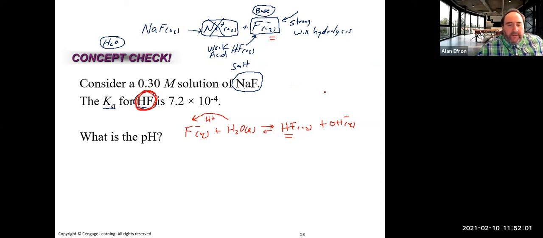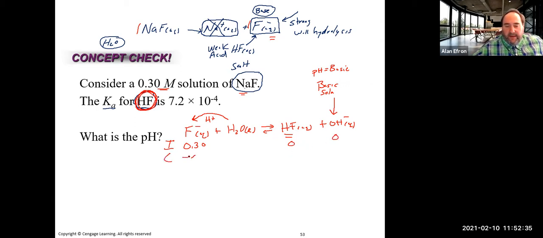At this point, really, before we even pick up the calculator, we can also know that this is going to be a basic solution. It should also have a basic pH when we're done calculating it. All right, so at this point, we do want to go into our ICE table. Initially, we would have 0.3 molar of this. Again, from the concentration of this, it's a 1-to-1 relationship happening here. We would have 0 of this, 0 of that.